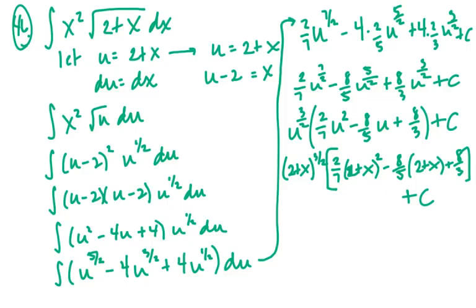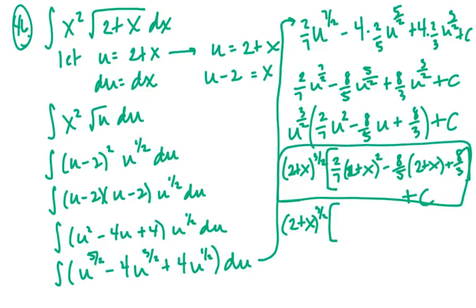So 2 plus x to the 3/2. If we were doing it, this is a good answer right here. Let's go back to that. This is a good answer right here. So I have 2/7 times 4 plus 4x plus x squared, minus 8/5, 2 plus x, plus 8/3, plus c.